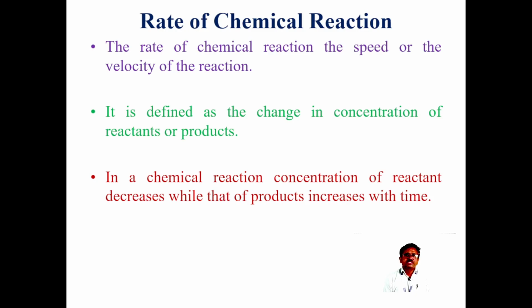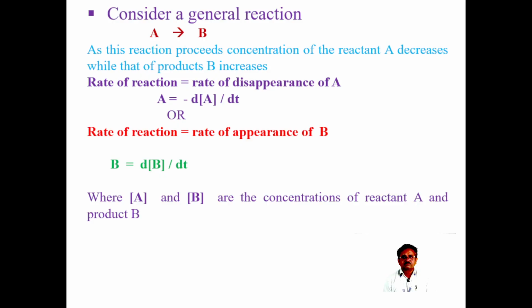When we go to study the kinetics of homogeneous reactions, first of all we have to learn about the rate of chemical reaction. So, what is the rate of chemical reaction? The rate of chemical reaction is the speed or the velocity of the reaction. It is defined as the change in concentration of reactants or products. In a chemical reaction, the concentration of reactant decreases while that of products increases with time.